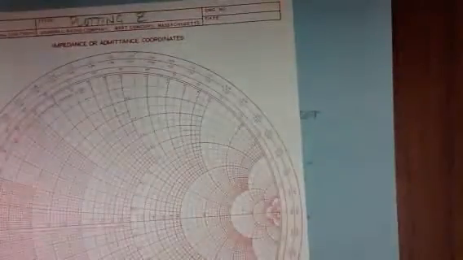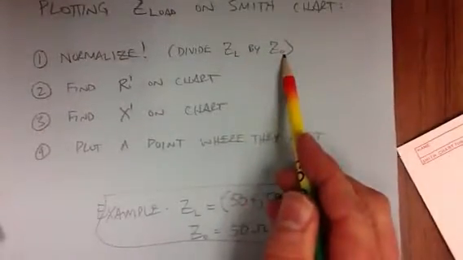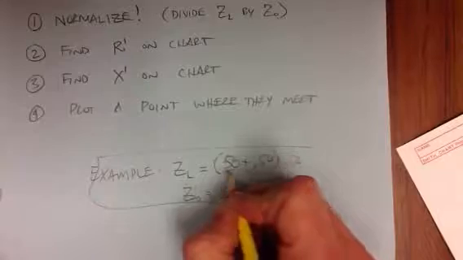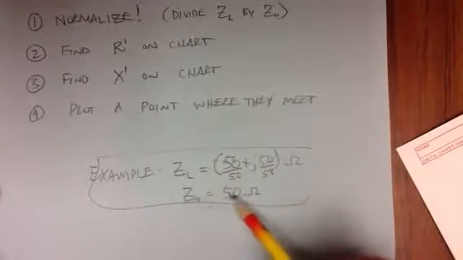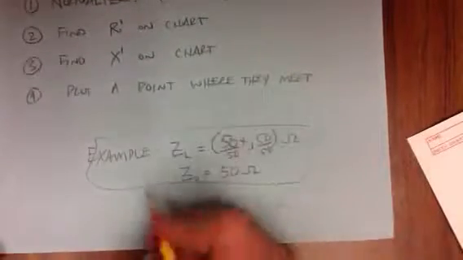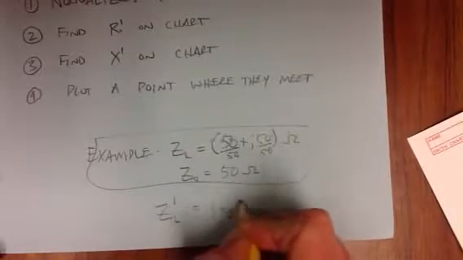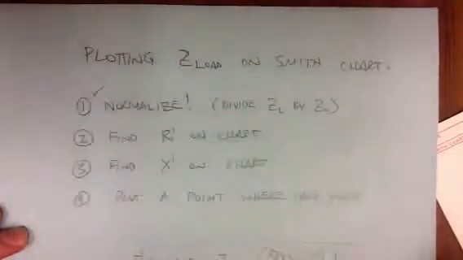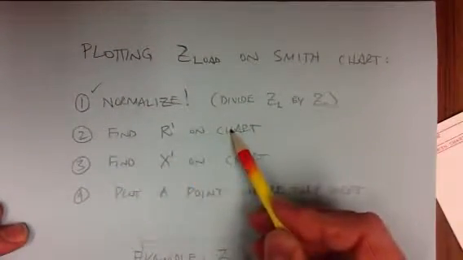The first step is we normalize. So we divide by the characteristic impedance. Because the characteristic impedance is 50, that ends up being 1 plus j1. So I can say that the normalized load impedance is equal to 1 plus j1. So step 1 is done.